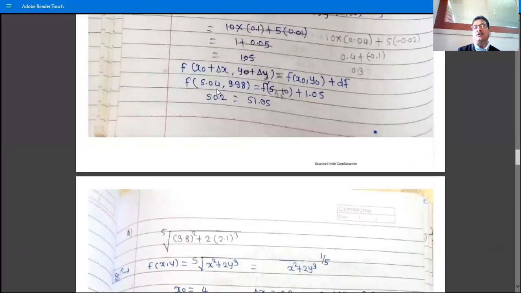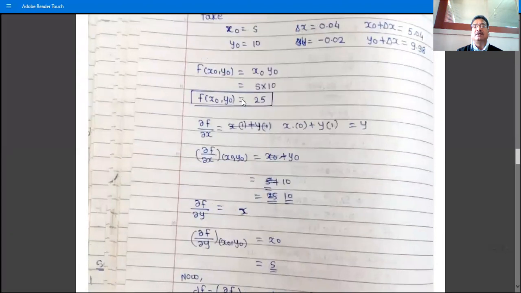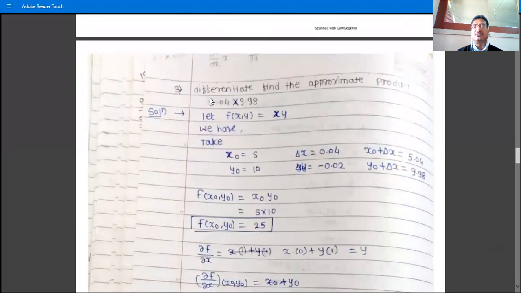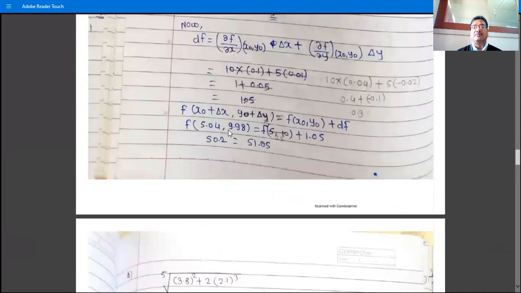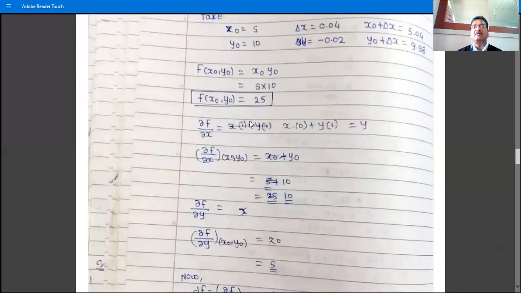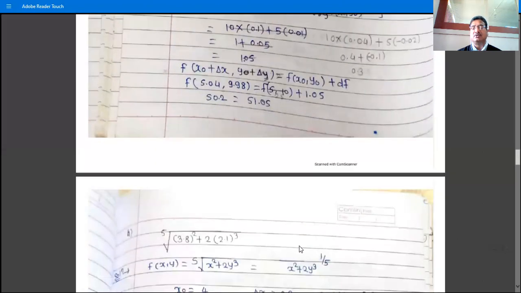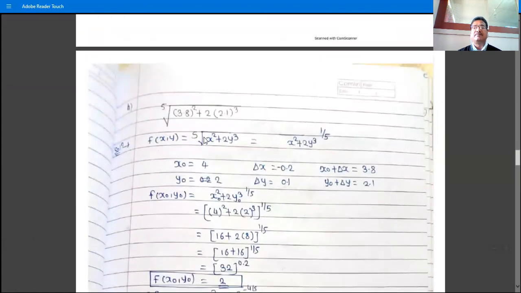f of 5.04, 9.98 is equal to f of x y, which is x into y. So this is equal to 5.04 into 9.98. The value of this f of 5.04 comma 9.98 is equal to, here write the next step, 5.04 into 9.98. That is the given. This is equal to 51.05. So this is the answer.